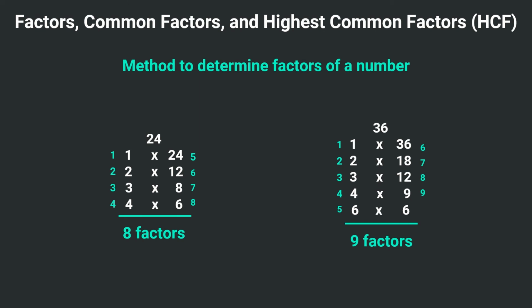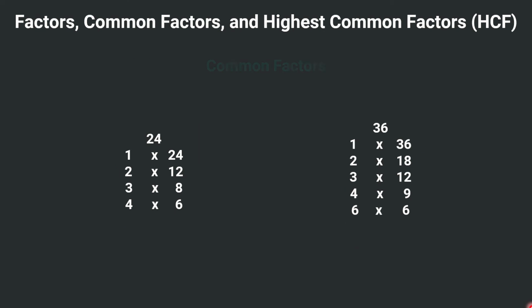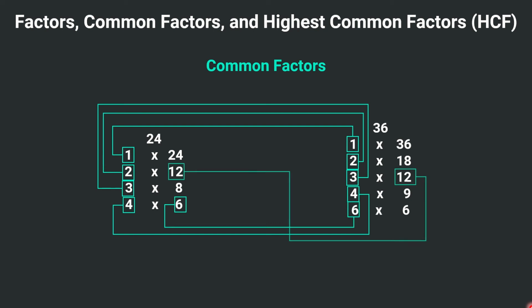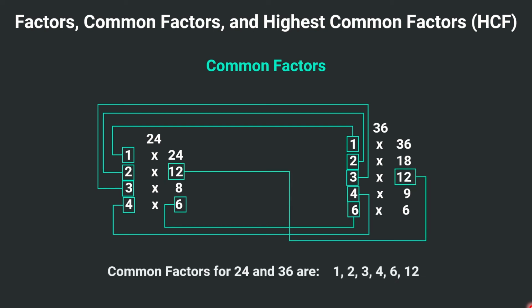any. Now let's see what are common factors. The factors which are common in two or more numbers are their common factors. So in case of 24 and 36 we have 1 as a common factor, then 2 is also common, 3, 4, 6 and 12. So the common factors of 24 and 36 are 1, 2, 3, 4, 6 and 12.